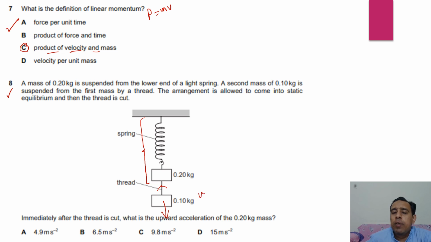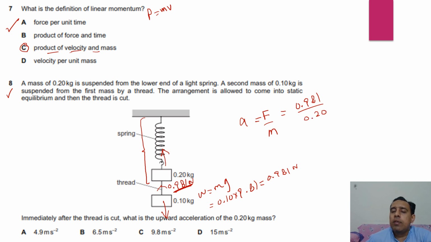So to get this force, W is equal to mg. The mass is 0.10 multiplied by 9.81, and by solving, the answer is 0.981 Newton. So this force is also 0.981 Newton. Now immediately after the thread is cut, what is the upward acceleration of this mass? The upward acceleration is because of this force. Initially this force was balanced, but when the thread is cut, this is the resultant force which will move this mass upward. So for the acceleration, the force is 0.981, which will accelerate the mass of 0.20.